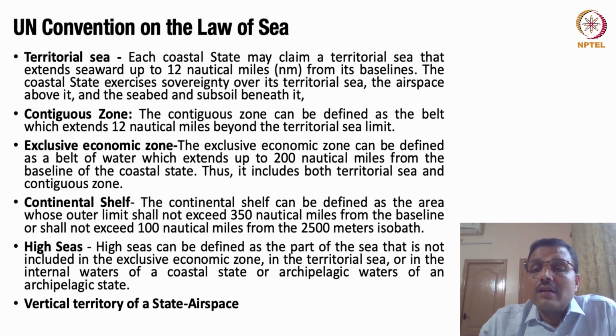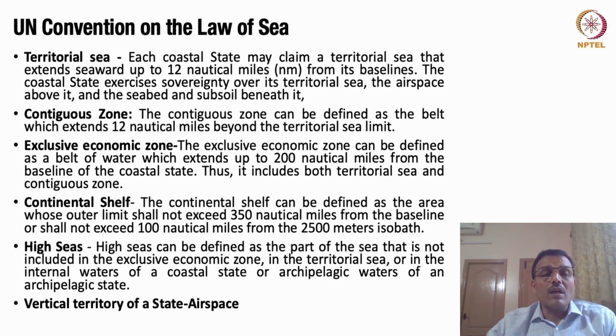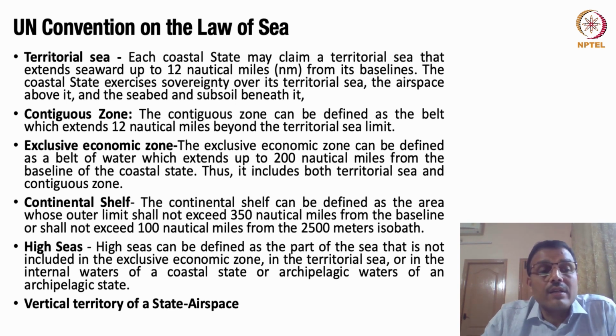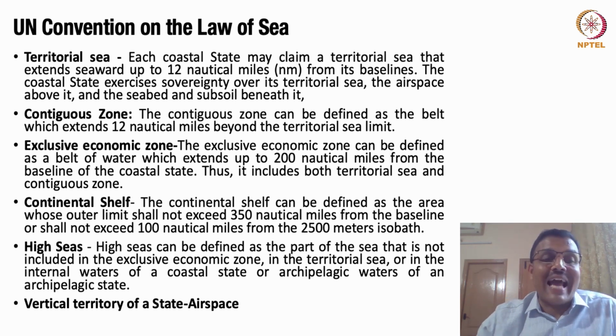The next is called continental shelf. It's an area which does not exceed more than 350 nautical miles. And this is a place where the coastal state has exclusive right for exploring and exploiting its natural resources. So from 200 to 350, you can call it the continental shelf for economic activity.